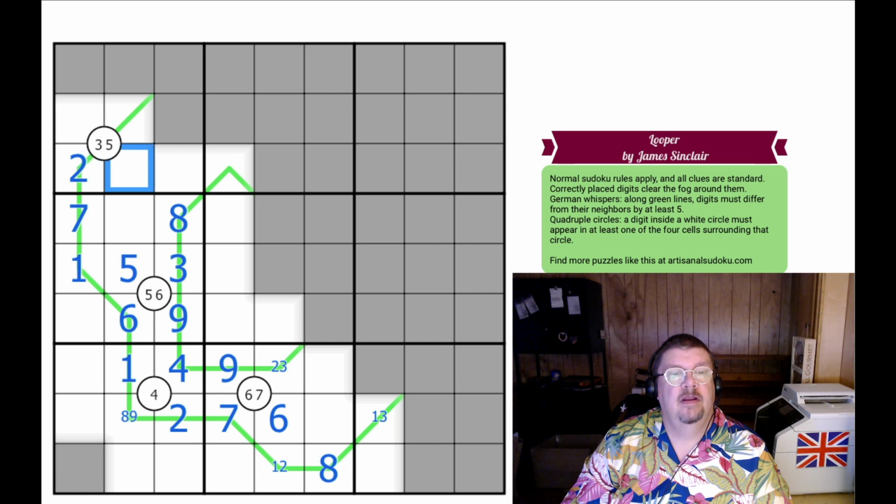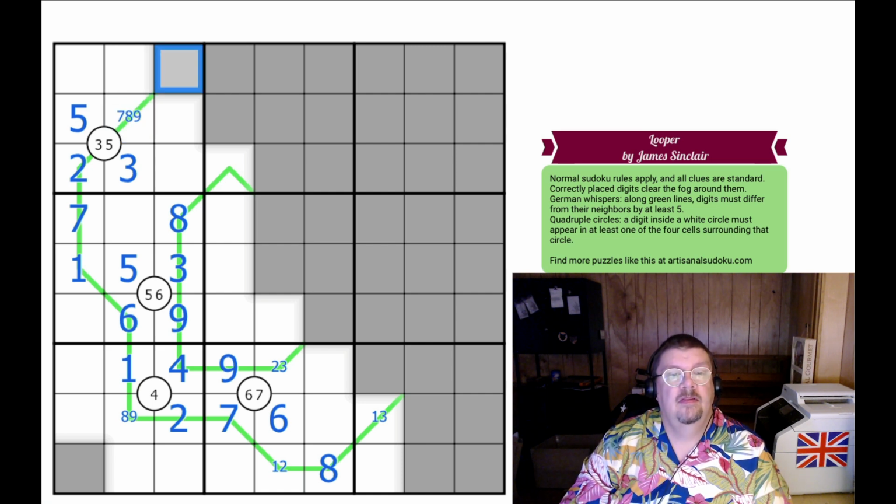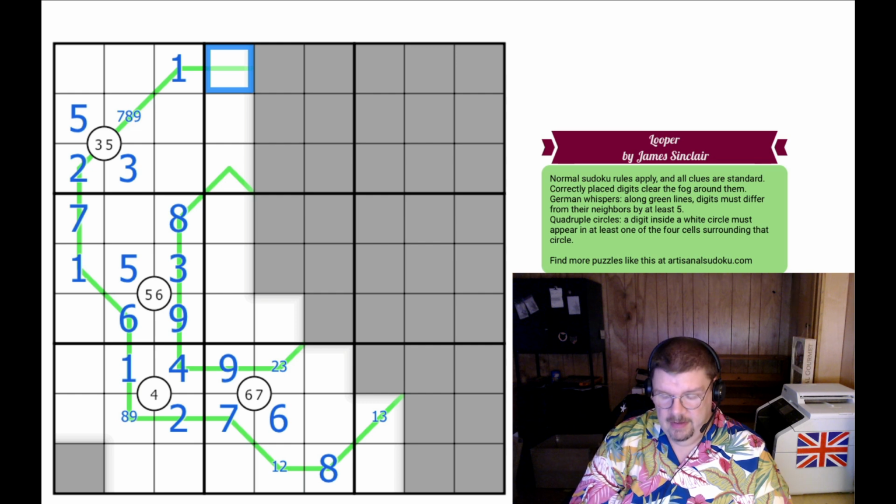5 can't go on the line, and it can't go in that cell because of the 5 in the column, so 5 goes there. This can't be a 3 next to a 2 on the whisper, so that's the 3. And this has to be a high digit of at least 7, so that's 7, 8, or 9. This is a low digit, and I've got 1, 2, 3, and 4 in the column, so that's a 1. This is a high digit. I have a 9 and a 7 in the column, and it can't be a 6 because that would be a 1 as well, so that is 8.